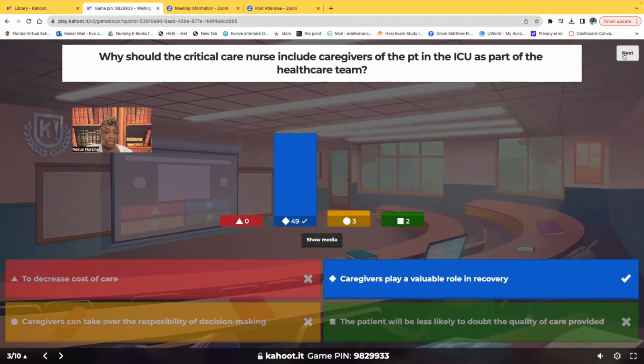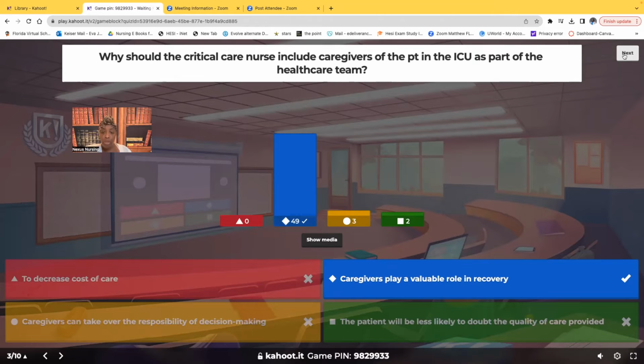Other choices, caregivers can take over the responsibility of decision-making. 3 people chose that, and that's not true. Unless the patient has some type of condition where they have a cognitive deficit or something's going on that they can't make decisions for themselves, that's not true. And guess what? That's not why we would involve the caregiver. We're involving the caregiver because they're going to be a valuable part of recovery anyway.